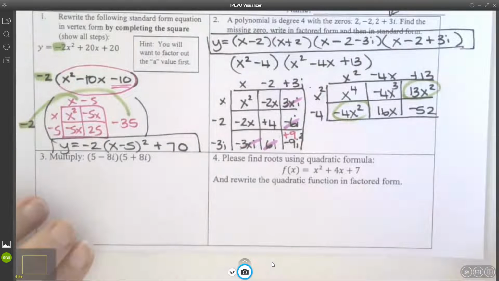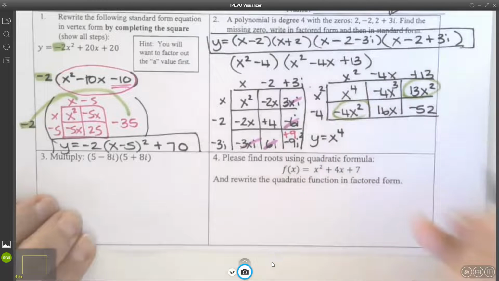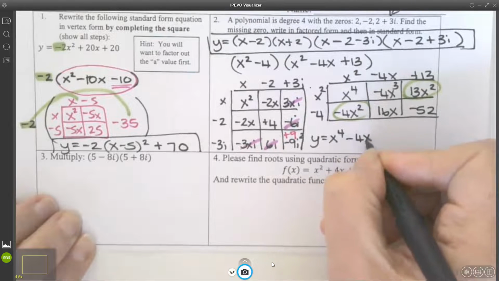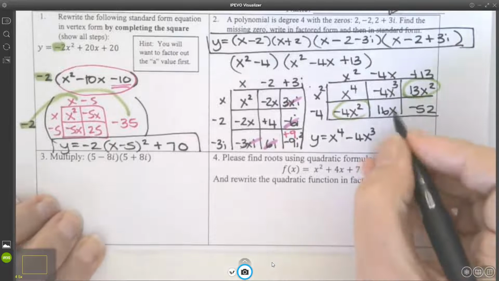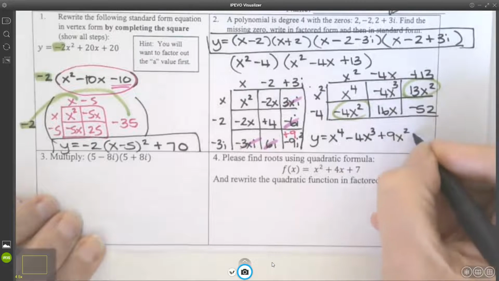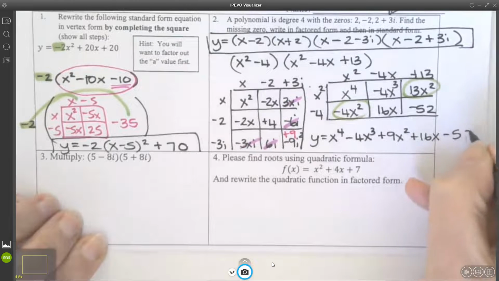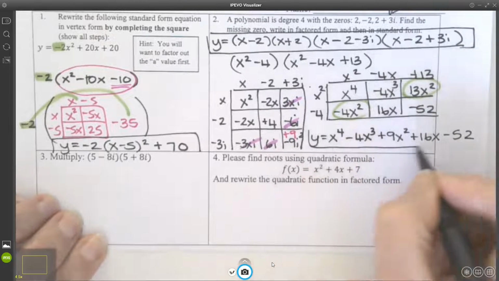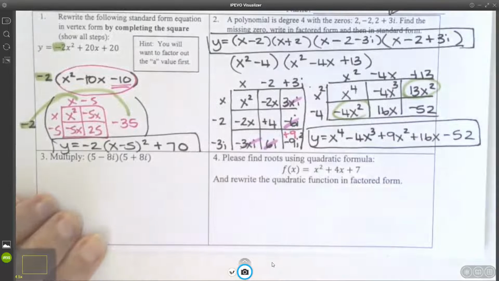So I can now write this as a polynomial. I'm going to put my x to the 4th first, minus 4x cubed. I'm going to combine those two like terms. I'm going to get plus 9x squared, and then plus 16x minus 52. So this is what the polynomial would look like in standard form.